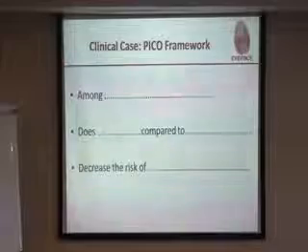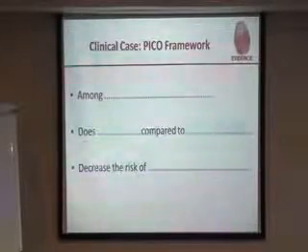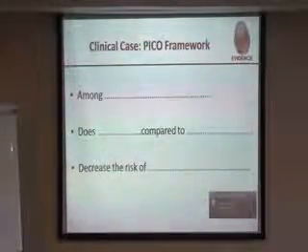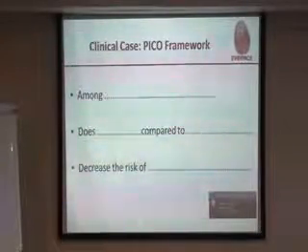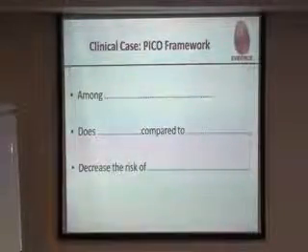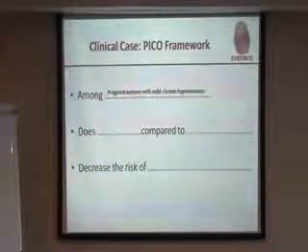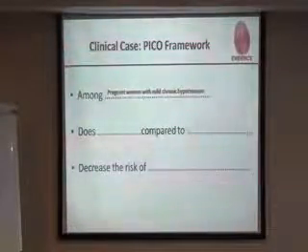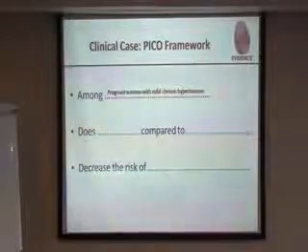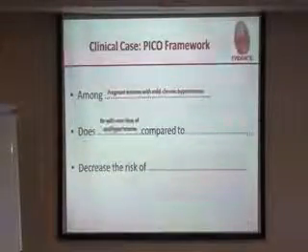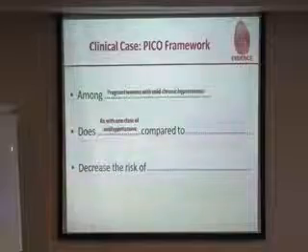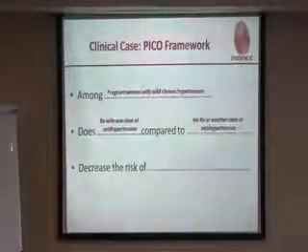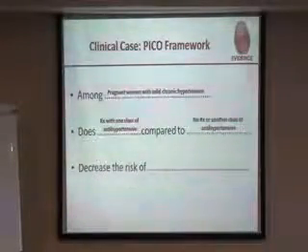And what's the PICO question for this case? So the population is pregnant. Yes, she is pregnant. So pregnant women with mild chronic hypertension. Treatment? Beta blocker. Compared to? No treatment or another antihypertensive. Yeah. Risk of?